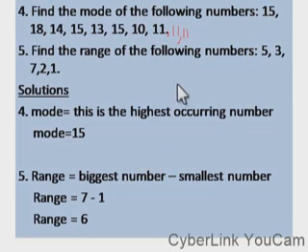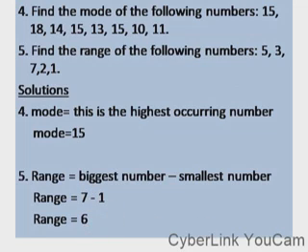Alright, but in this case now, we are dealing with the one that has 15 appearing more than the others. Therefore, 15 is our answer. Then the range means the biggest number minus the smallest number. From among these numbers, which one is the biggest number? The biggest number is 7 minus the smallest number, which is 1. So 7 minus 1 will give us 6, and that is the answer to the question.